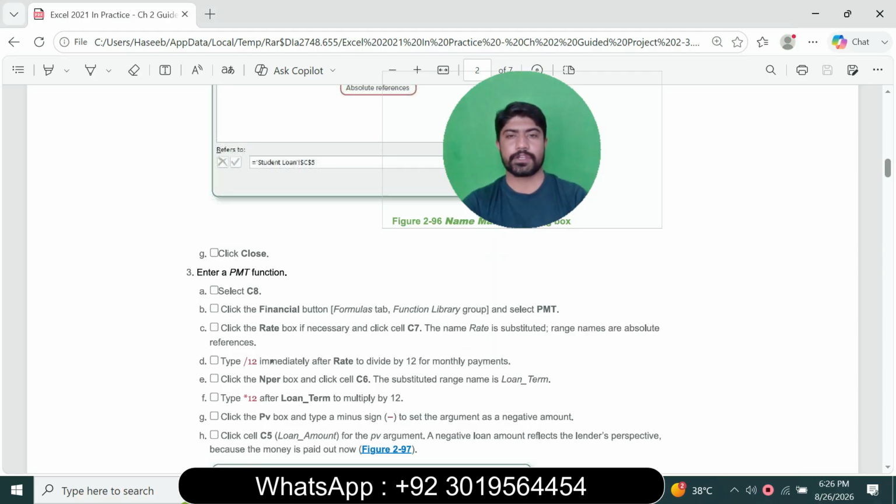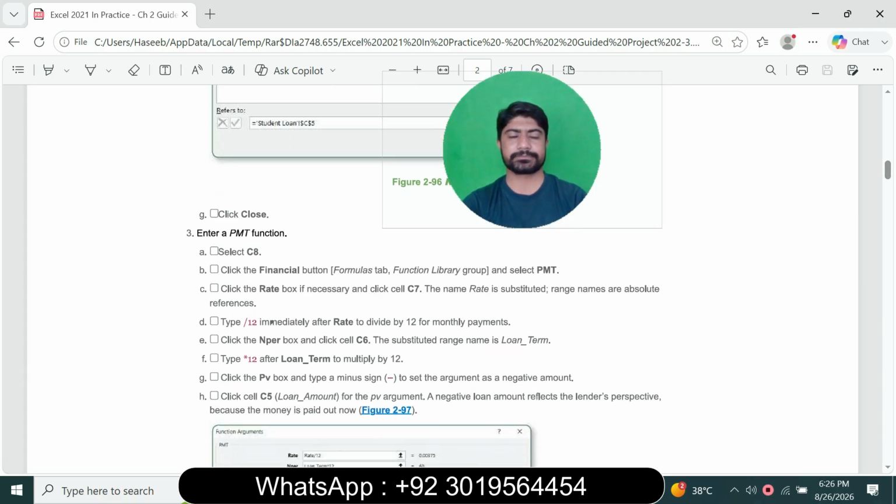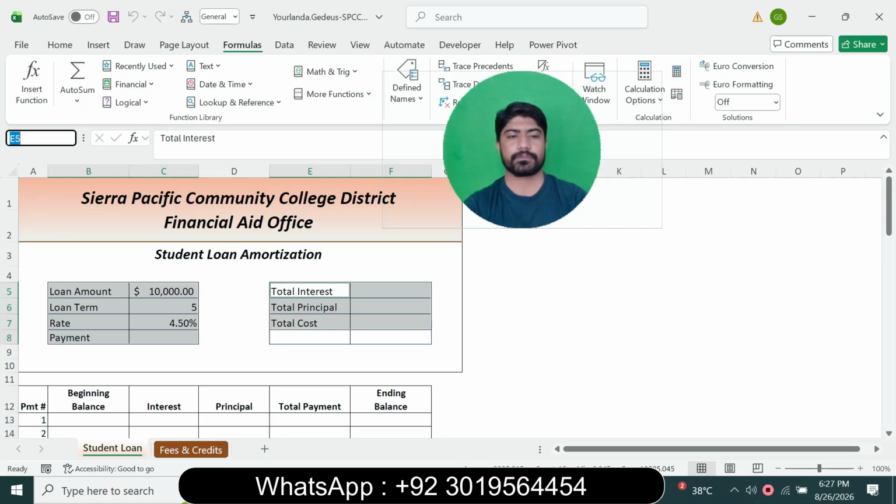So we move to question number 3. Question number 3 is: enter a PMT function. Select cell C8, click the Financial button, Formulas tab, Function Library group, and select PMT. Click the Rate box if necessary and click cell C7. The name rate is substituted for the range name or absolute cell reference. Type /12 immediately after rate to divide by 12 for monthly payments.